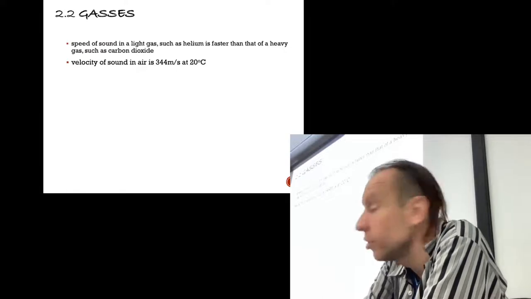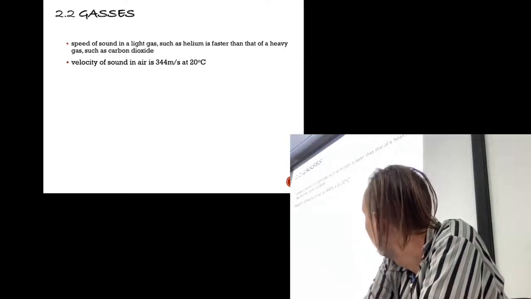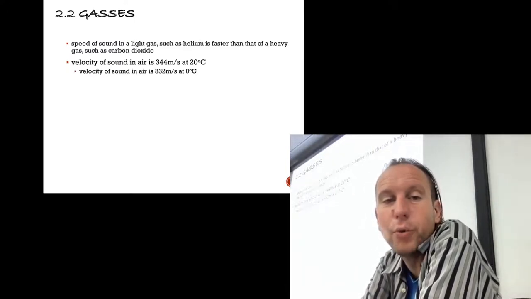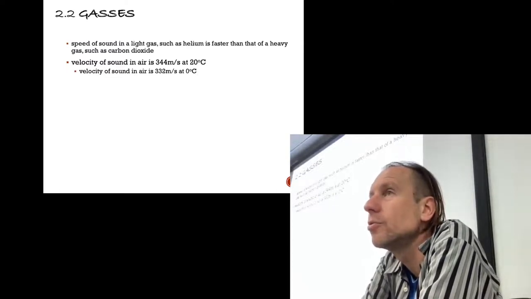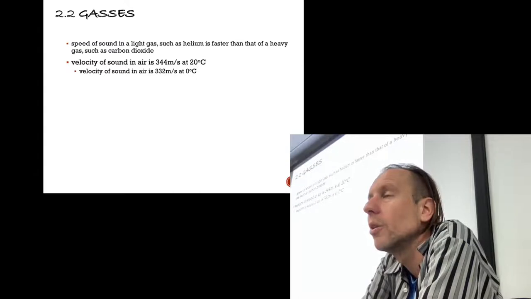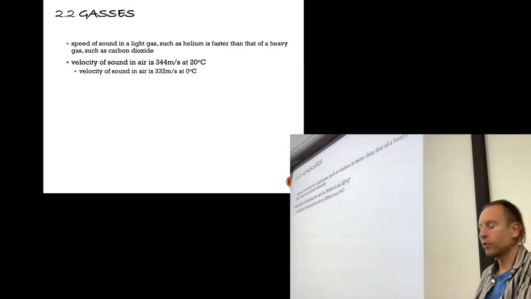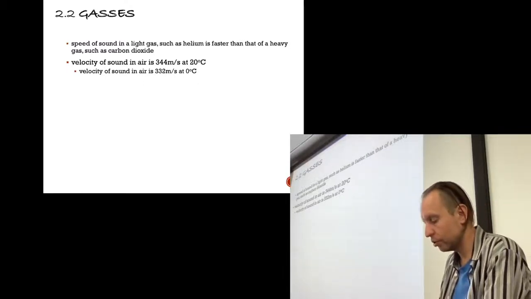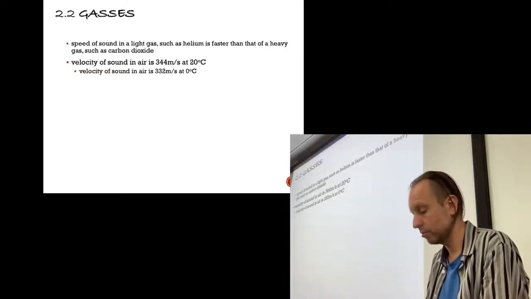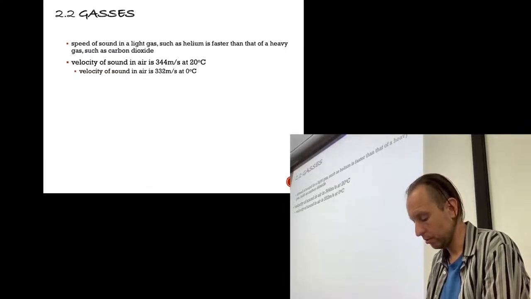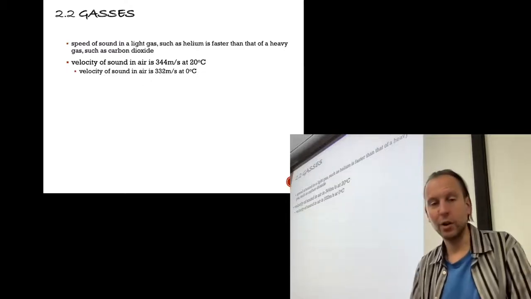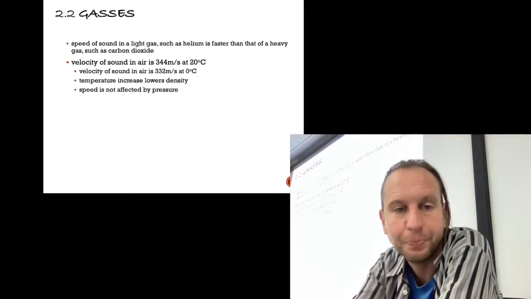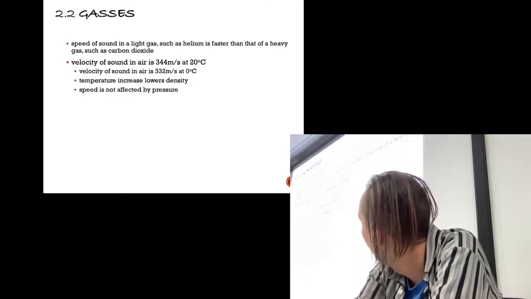Cool. So in air, typically we're looking at 344 meters per second. That's something we won't necessarily calculate with, but it is useful. I'm typically keen on getting a grasp on the basics, just being able to ballpark certain values. Knowing basics here, we'll come to that in due course. So temperature increase lowers density.